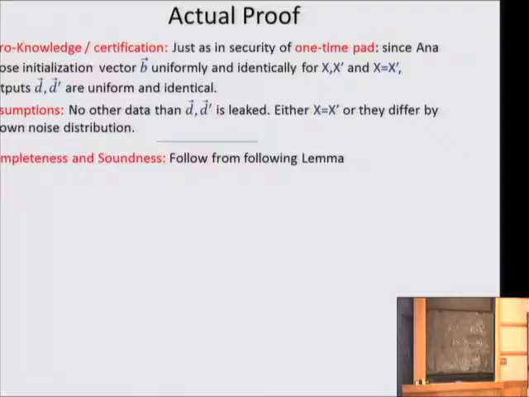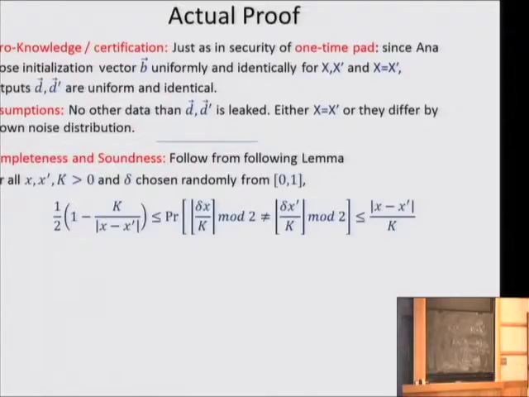That's an assumption. And completeness and soundness basically follow from the following kind of lemma. Think of these as two particular measurements of the two objects, and you want to say that the probability that they differ modulo 2, and the probability, what is delta?